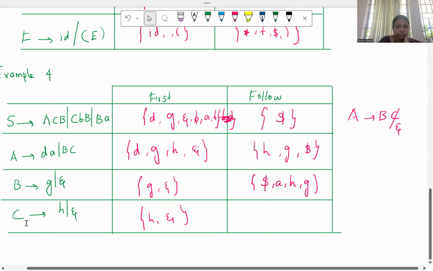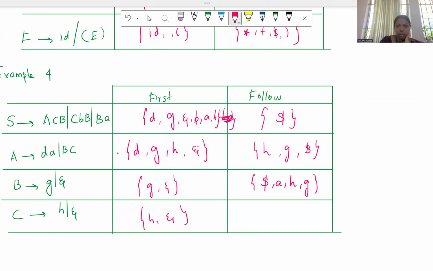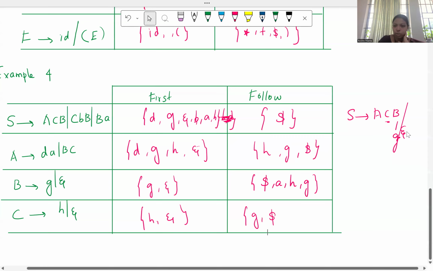And now what is the follow of C? We have to find the follow of C. Let us write the productions which have C. Here we have a C. So I say S derives A, C, B. After C, B is coming. So I have to go and see, one option is G. So I write G. Instead of B, if I substitute epsilon, then this will not be there. So C is followed by nothing. If nothing is there, I have to say follow of S. Follow of S is dollar. Got it? So this is 4.